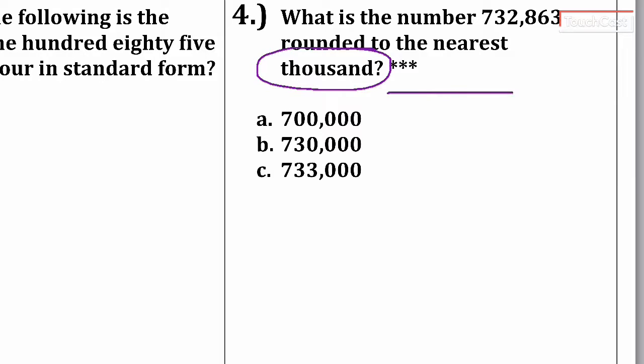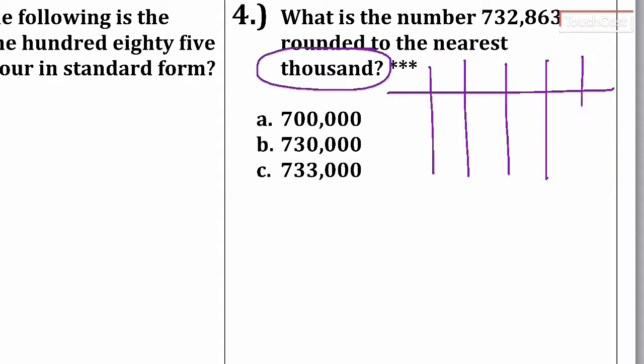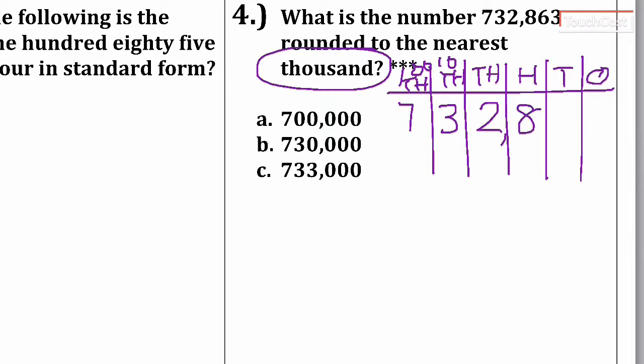So what I'm going to do first is set up my place value chart. And unlike the last problem, where I didn't really have to go to the millions, I'm going to go all the way up to the 100,000s. 10,000, 100,000. Okay. And I'm going to write in my number, 732,863. Now this may look a little different than the way we did it in class, but it still follows the same overall steps. So we're rounding to the nearest thousand.